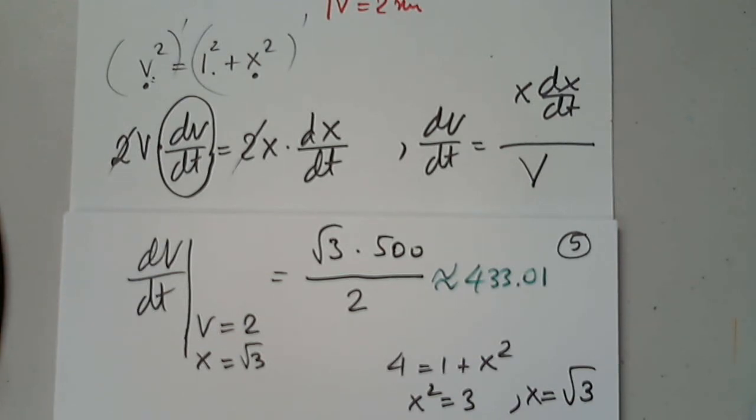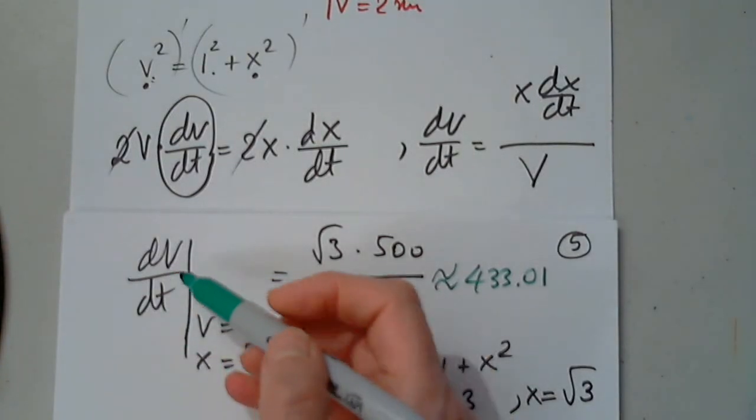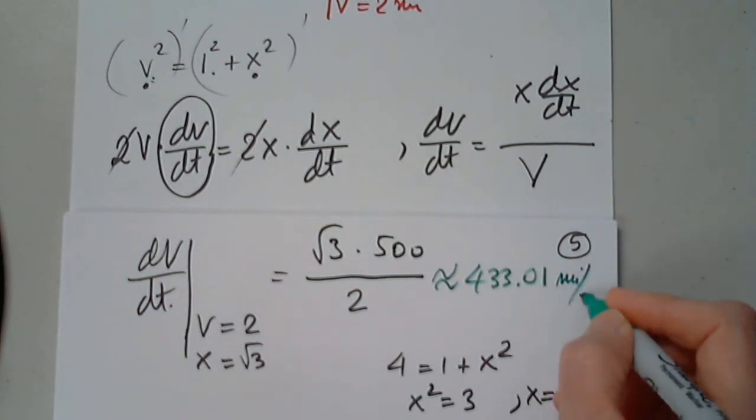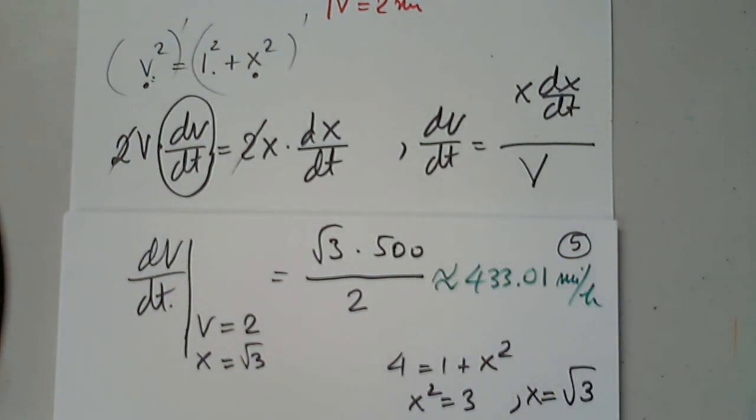What will the measurement unit be here? Can anyone tell us the measurement unit? Miles an hour. Yes. Miles per hour. Very good. Indeed, it's a distance, rate of change of distance with respect to time. Awesome. Well done. Moving on. Any questions?